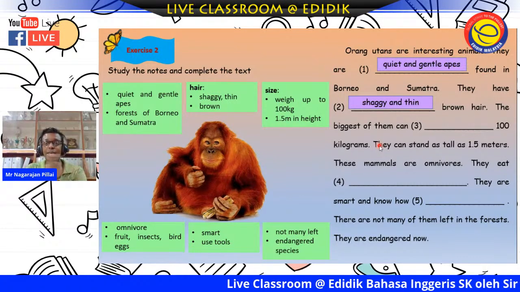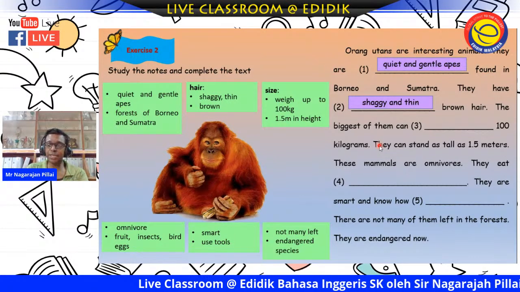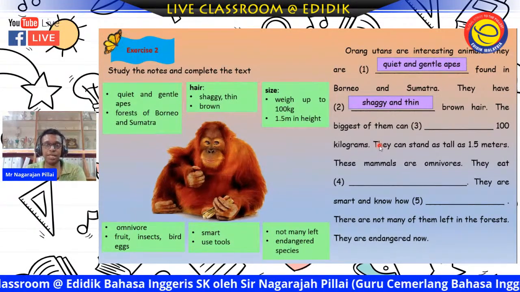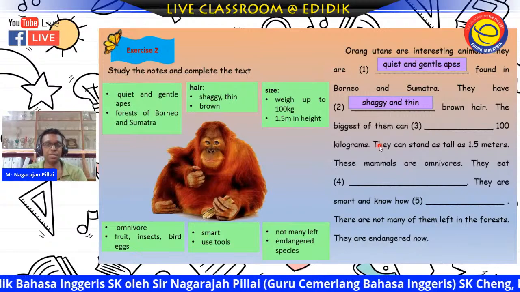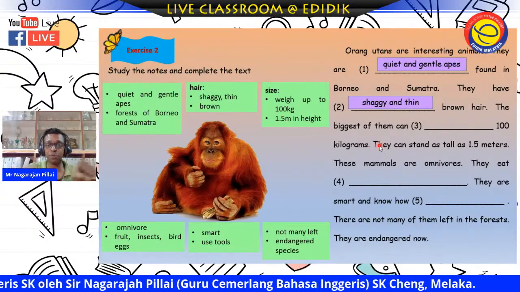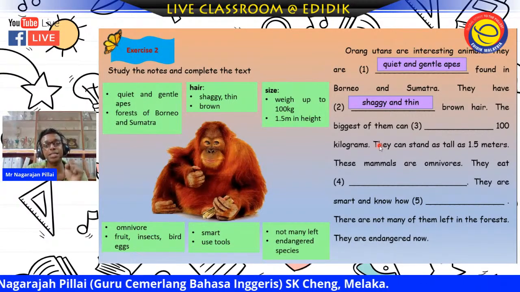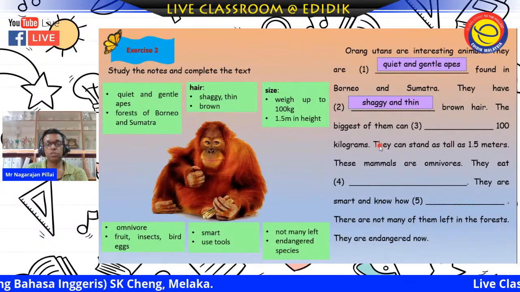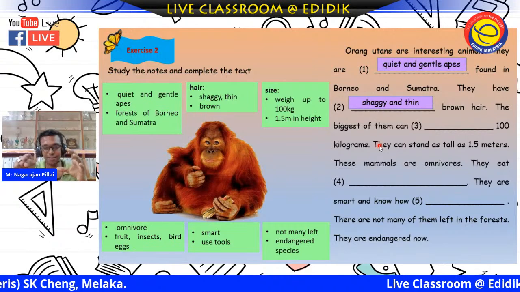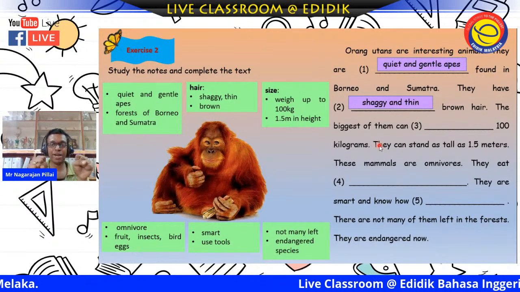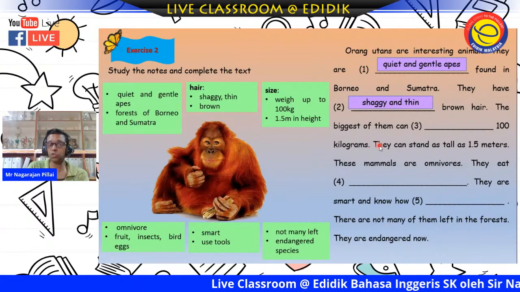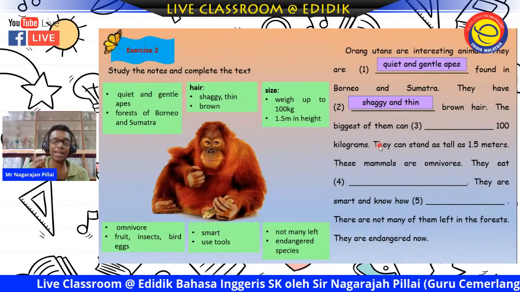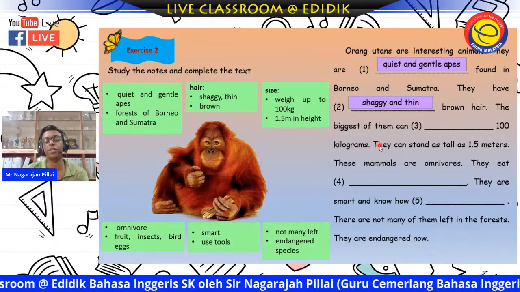Shaggy and thin come under shape. So you cannot say shaggy thin. Shaggy and thin are two separate ideas, but they are under the same order, the shape order of adjectives. So that's why we say shaggy and thin. Whereas the word brown is also an adjective, but it falls under the color category, the color order.